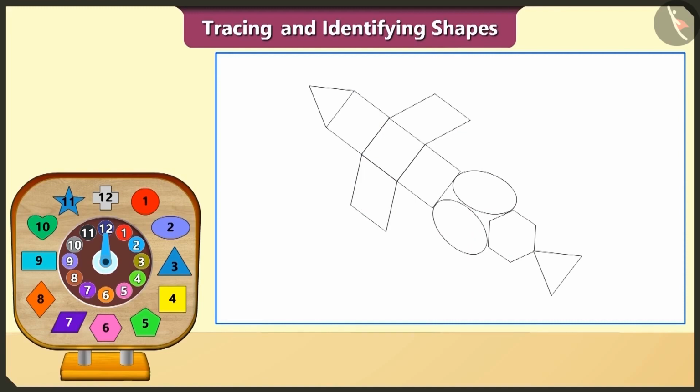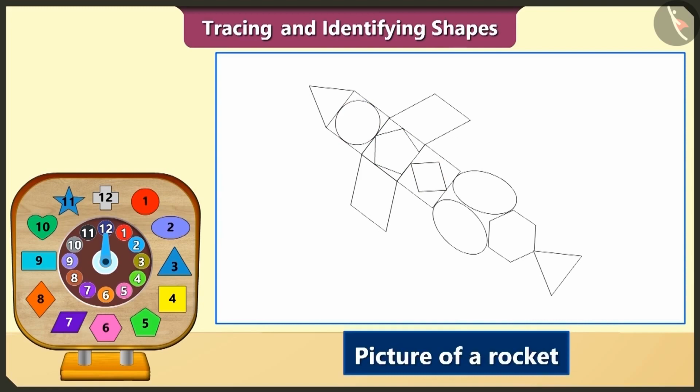Now look at these blocks. This is a circle, this is a pentagon, and this is a rhombus. Now we will place these blocks in the 3 traced squares shapes and trace them. Oh wow! This is a picture of a rocket.